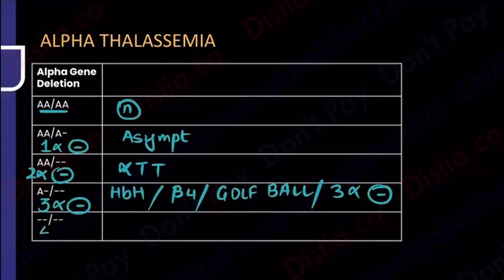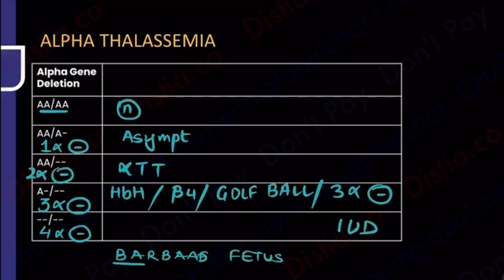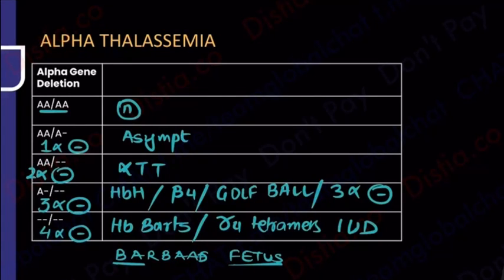So that is 3 alpha chains or genes that are getting deleted. Finally, if all 4 alpha genes get deleted, that is barbad fetus. What is this barbad fetus that I'm telling you? Firstly, genuinely it's a barbad fetus. When I say barbad fetus, it means it's a case of intrauterine death. Then when I say barbad, it is going to be HB Bart's disease, and it is fetus. So it was supposed to make fetal hemoglobin, but that will not form. So that is going to form gamma 4 tetramers, and that is what you see in alpha thalassemia.